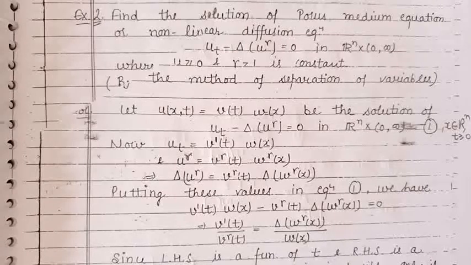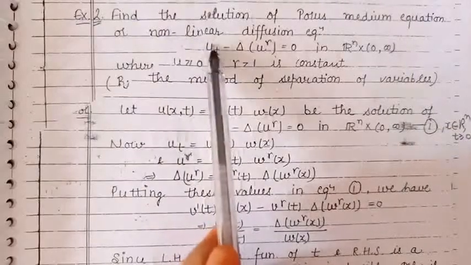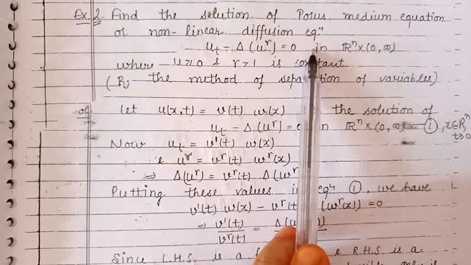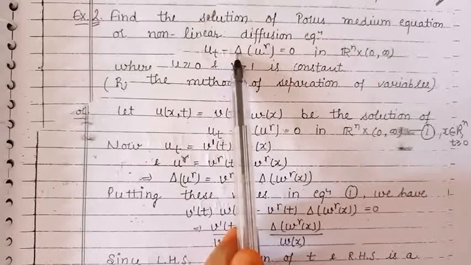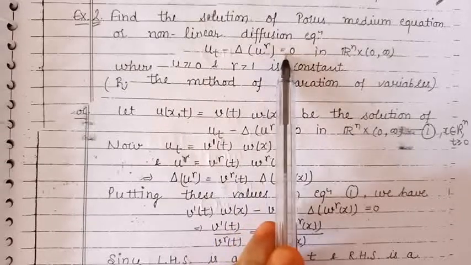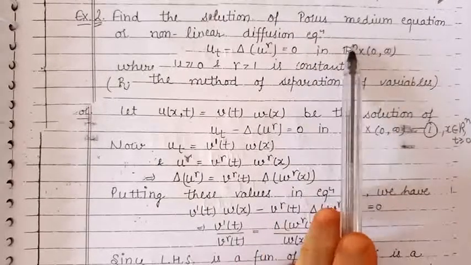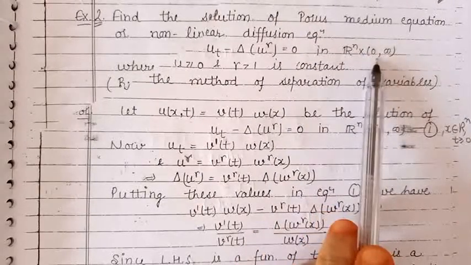Good morning, students. In today's lecture, we will discuss how to solve a given partial differential equation by using the method of separation of variables. So our first example is to solve the non-linear diffusion equation given by ∂u/∂t − Δ(u^γ) = 0 in R^n × (0, ∞).